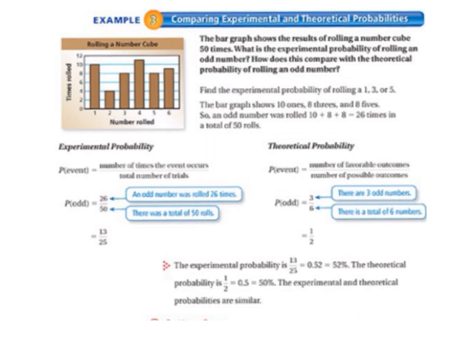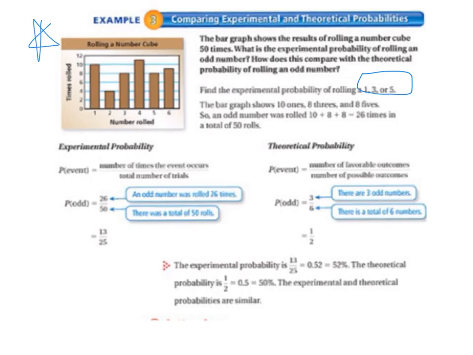Moving on to page 401, example 3, comparing experimental and theoretical probabilities. So the bar graph on the left shows the results of rolling a number cube 50 times. What is the experimental probability of rolling an odd number? How does this compare with the theoretical probability of rolling an odd number? So find the experimental probability of rolling a 1, 3, or 5.